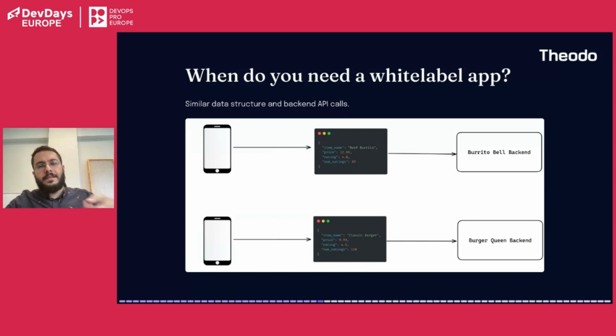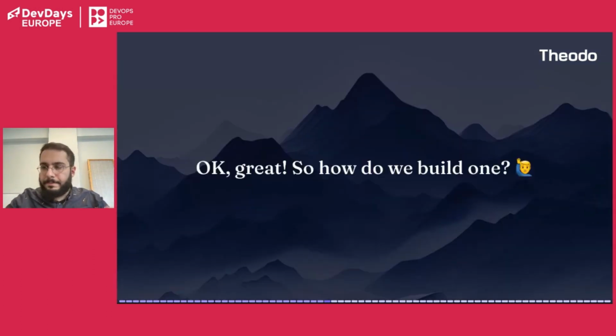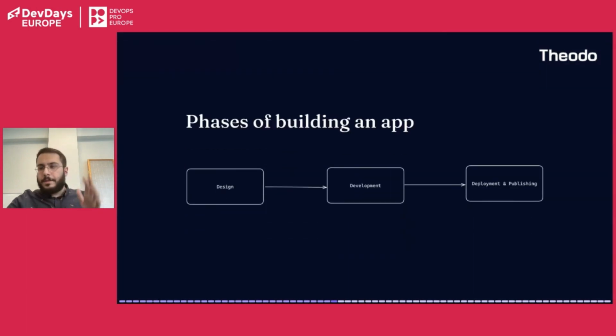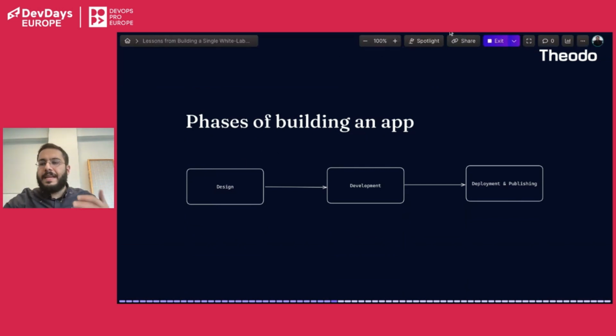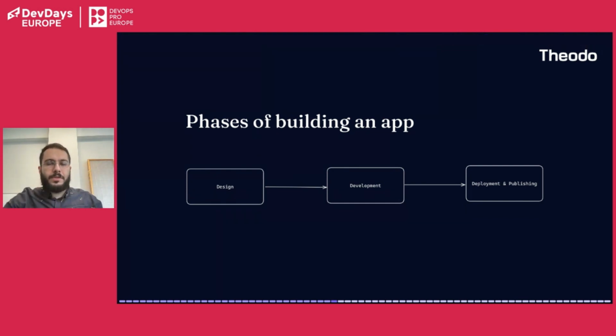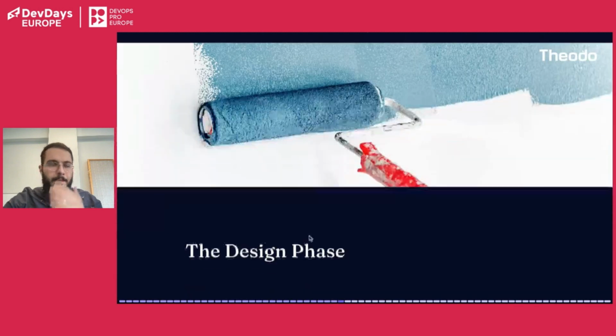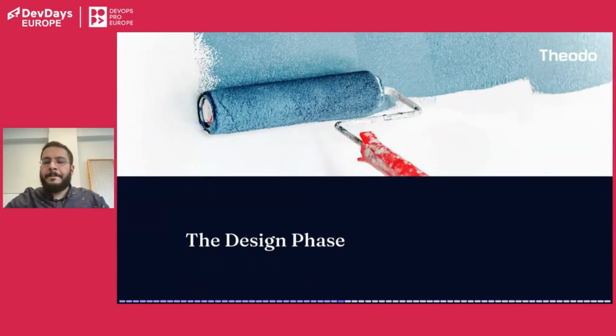So let's say we've hit some of these criteria and we feel comfortable to take the strategy on board. Great. So how do we build one? Let's break it down into 3 phases. And I'm taking a very high-level abstract approach to how we're defining the phases of building an app. But let's break it down into a design phase, a development phase, and a deployment and publishing phase. So start off with the design phase.